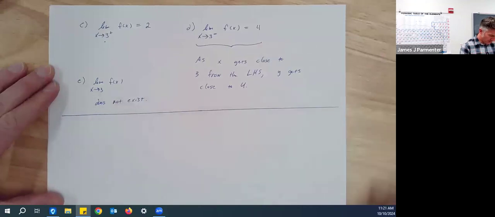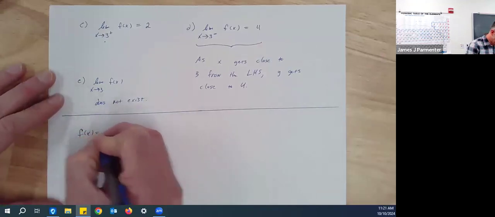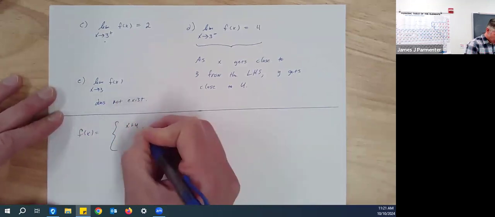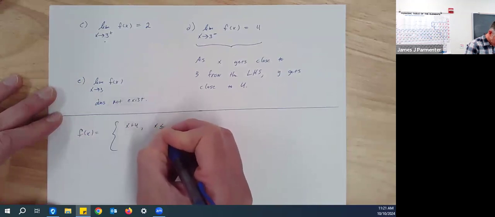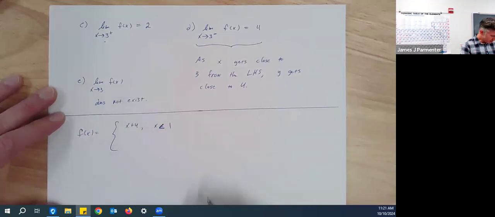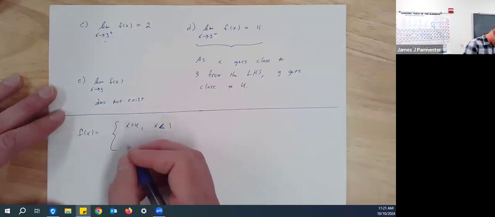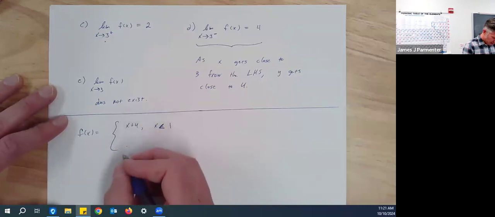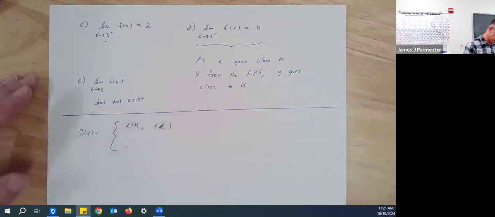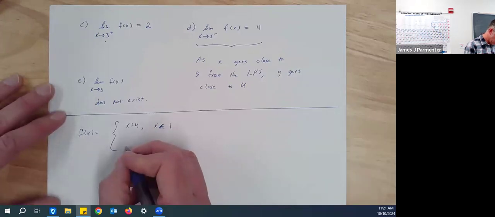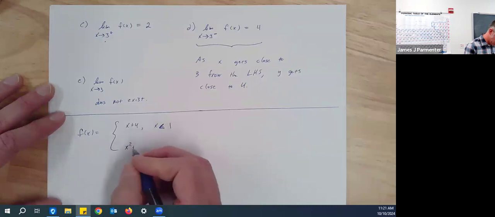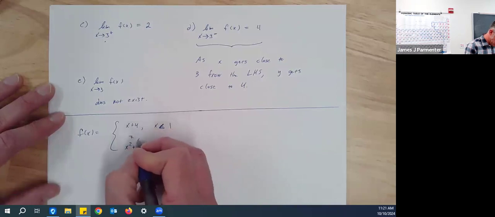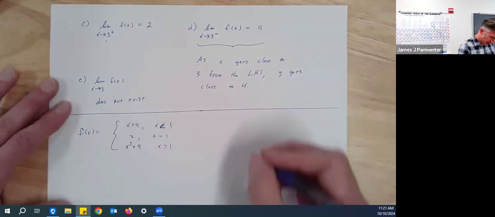So what if my function was the following? F of x is equal to the following terrible thing I'm about to make up. It's equal to x plus 4 when x is strictly less than 1. And it's equal to, sorry, I'm trying to make up something that's gonna work. X squared plus 4 when x is greater than 1, and in the middle, it's gonna be 7 when x is equal to 1. So let's graph this thing.